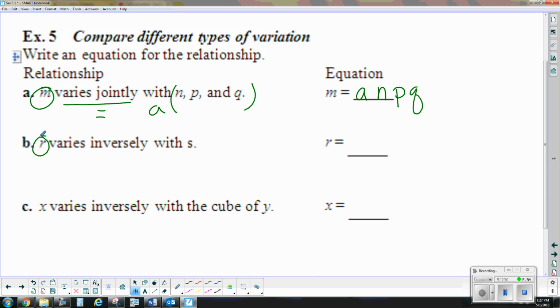And the second one, r varies inversely. That means division. Jointly means multiplication. So r varies inversely with s. So r equals some constant divided by s. Again, here we have inversely. x varies inversely. So that's a divided by the cube of y. So that's y to the third power. So a over y cubed.